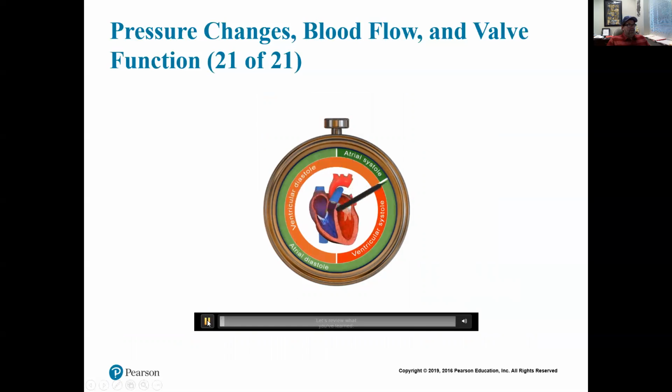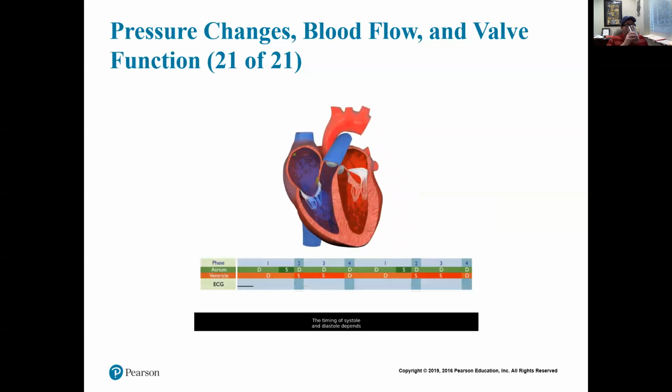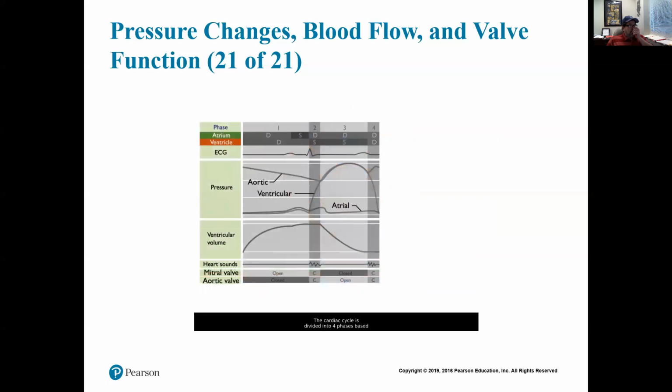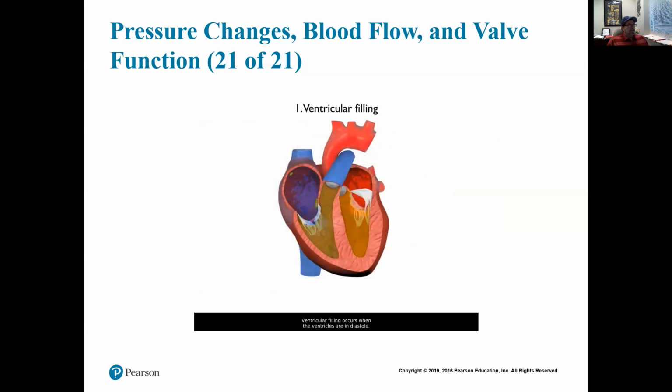Let's review what you've learned. The cardiac cycle consists of all the coordinated events that occur in the heart to pump blood during one complete heartbeat. The timing of systole and diastole depends on the electrical activity of the heart, which can be recorded by the ECG. The cardiac cycle is divided into 4 phases based on the position of the heart valves and ventricular activity. Ventricular filling occurs when the ventricles are in diastole. The atrioventricular valves are open and the semilunar valves are closed. Atrial systole completes ventricular filling near the end of this phase.